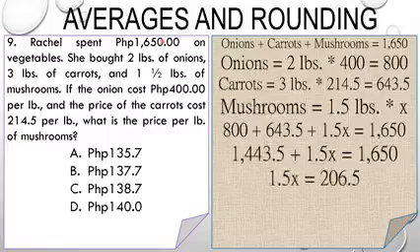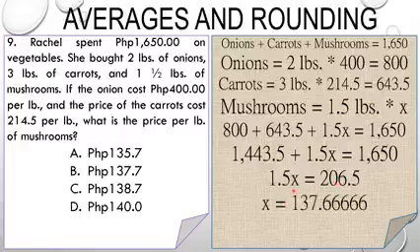So, combine terms, 800 plus 643.5 is 1,443.5. Then, ililipat natin ito sa kabila kasama ni 1,650 to obtain 206.5. Okay? And to find the value of x, divide both sides by 1.5 to get 137.666. When rounding to the nearest tenths, the answer is 137.7. That means the price per pound of mushroom is 137.7 pesos.